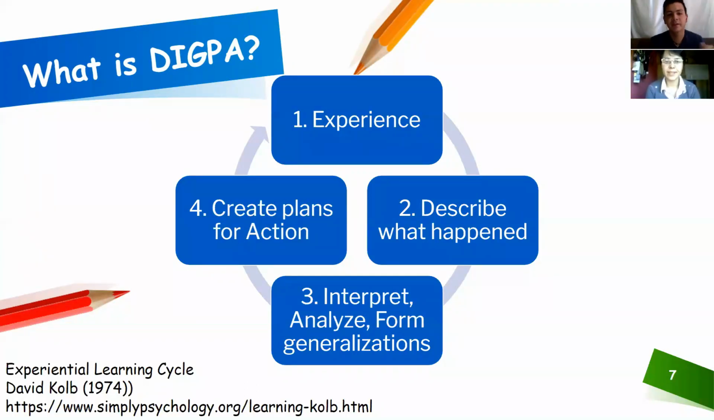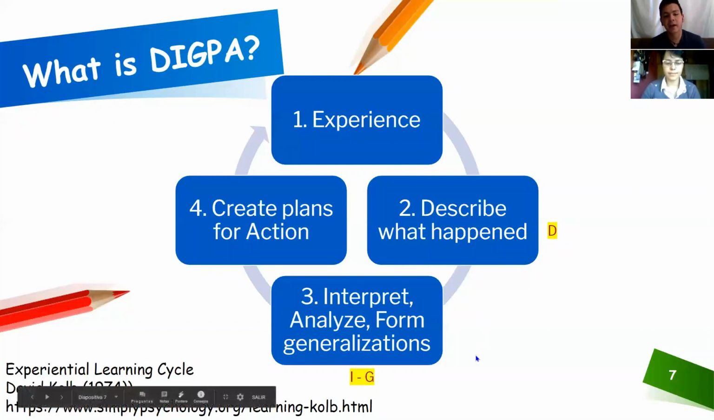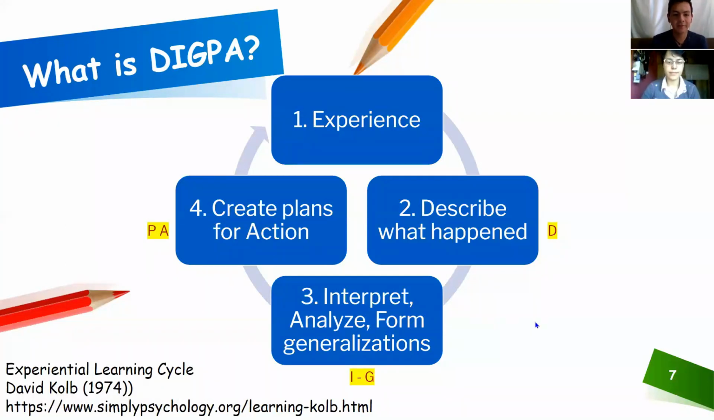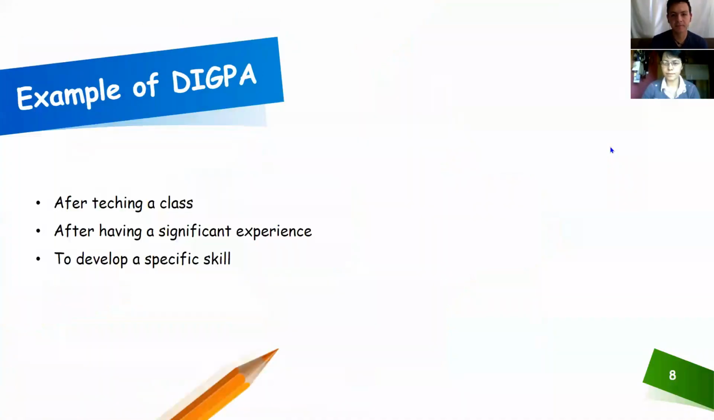Exactly, yeah. Very understandable. So to see more clearly where DIGPA is, DIGPA starts here. We describe the experience that we have. Then we have the interpretation and generalization part here. And then the plans for action in the fourth step of the cycle. Okay. So participants, if you want to check this information, there is this link that you can visit. There you will see the experiential learning cycle of David Kolb and how DIGPA is immersed in this cycle.